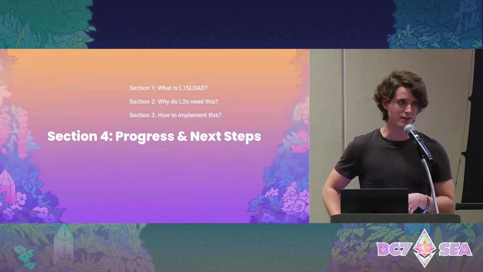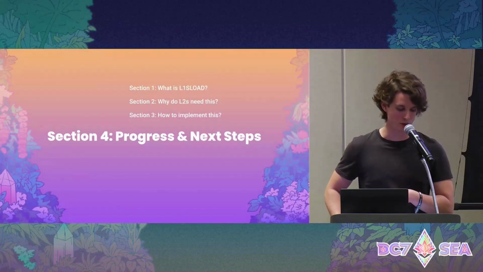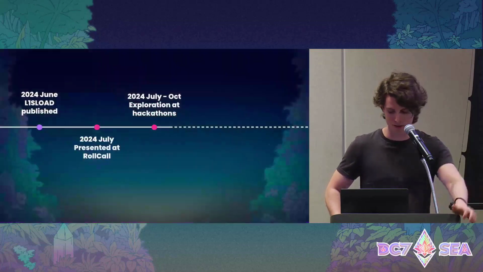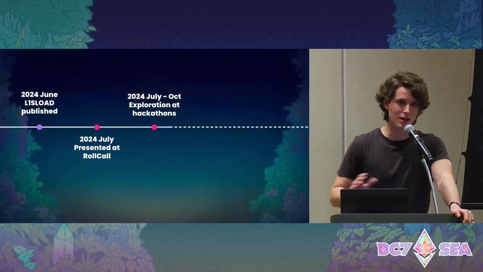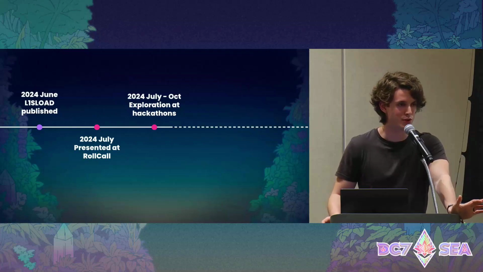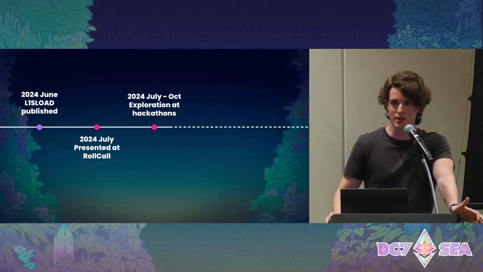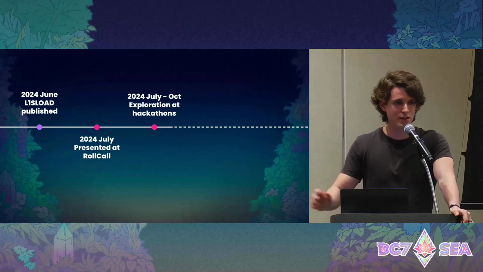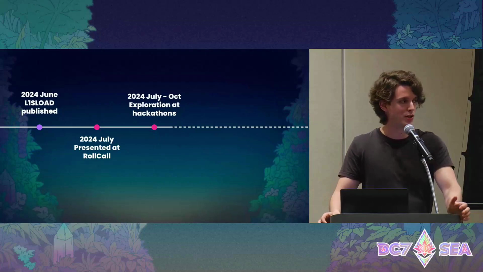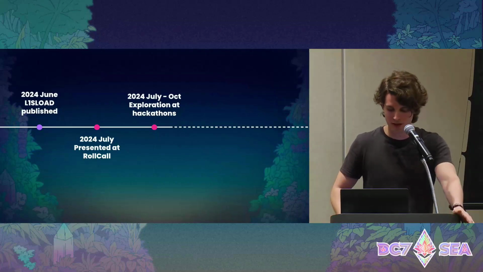All right, a lot of details, just a few more notes about the next steps. So this RIP is fairly new. We just published it in June this year. There's a call for the RIP process called roll call. We presented it in July. And then, as I mentioned, since July until now, we had a bunch of hackathons where hackers and devs could explore this and play around with these proposals.